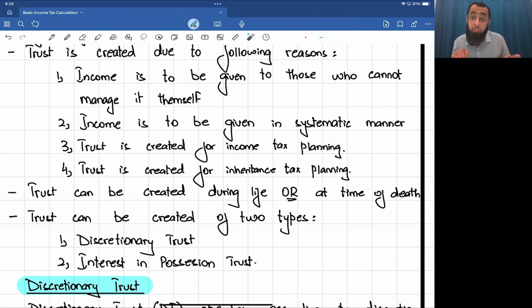Let's say you can do the same thing by giving shares to your family members, like give them the shares. See, when you give the shares, they become the owners and they will start interfering. But in the trust, they will just be the beneficiaries and they'll have no interference.